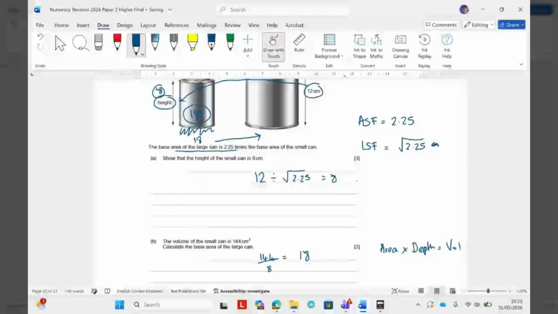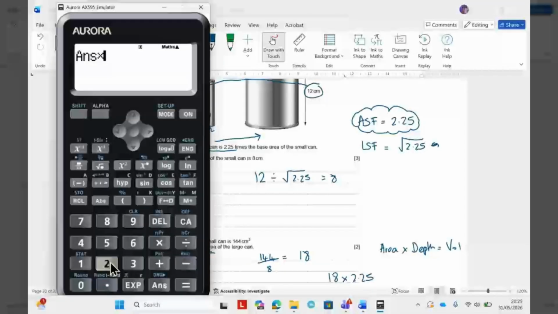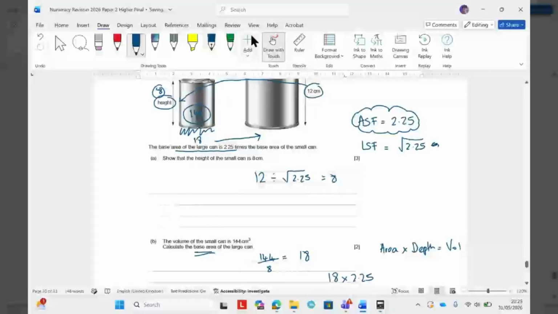So one way we could do this is just to use this scale factor and go, okay, if it's the area scale factor I need, then I just need to times that by 2.25. So that's one way to do it. There are others. So the answer would have been 40.5. Beautiful. Centimeters squared, because it's area.